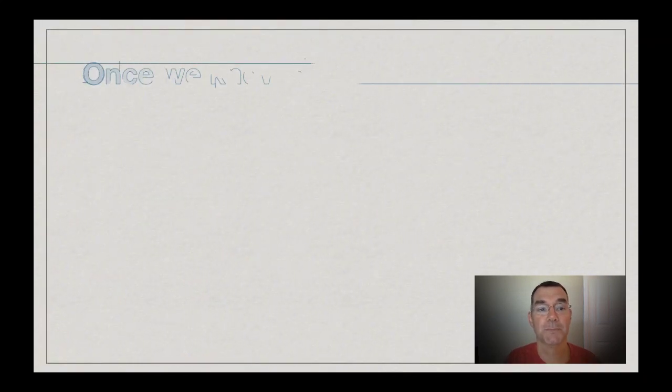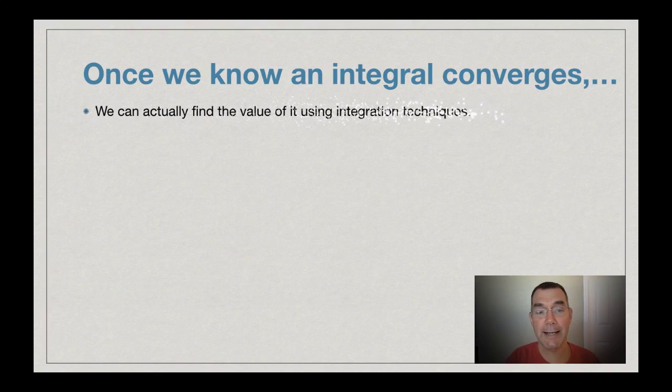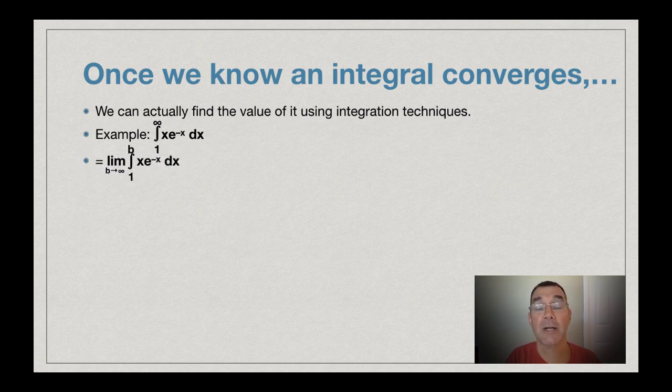All right, so once we know that an integral converges, we can actually find the value of it using integration techniques. Okay, so now we actually have to know how to find the integral. It's one thing to show that it converges, but now we need to show what it converges to. So let's take this example here. I've got the integral from 1 to infinity of x times e to the negative x dx. I'm going to change that to a limit by changing infinity to b and finding the limit as b goes off to infinity.